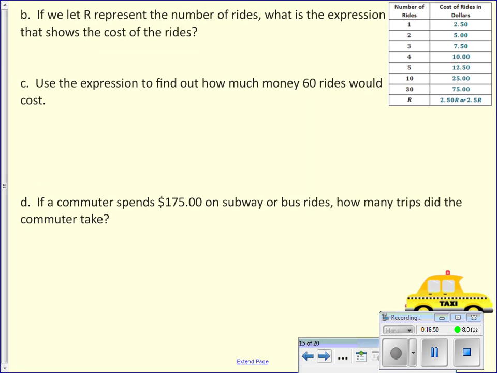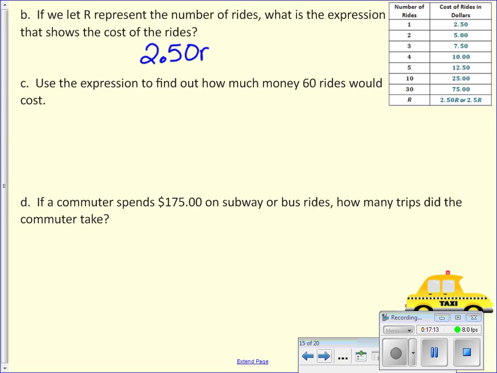Okay, so if R represents the number of rides, the expression is 2.50R. I agree with keeping the zero because we are talking about money, and we always see that zero as the placeholder in the pennies, hundredths column. So when it's money, I agree with keeping the zero, but it means the same thing as 2.5.